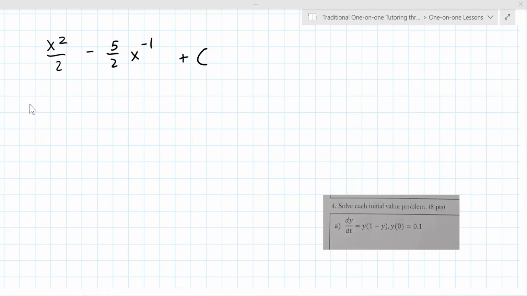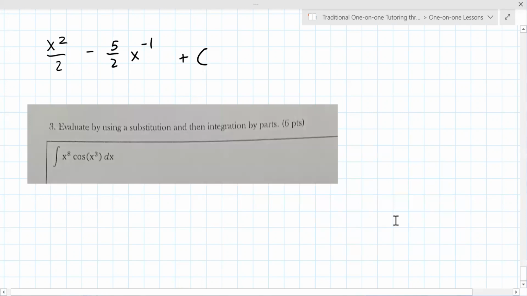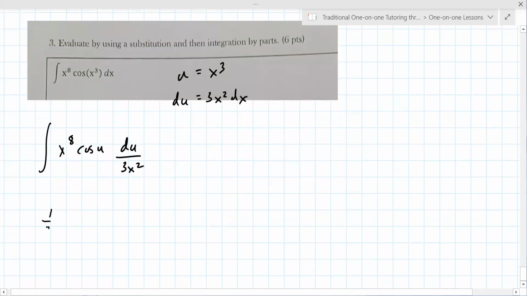But let me show. So your u is x cubed and your du is 3x squared dx. Okay, so you integrate here and you say, okay, it's x to the 8th cosine u, and then dx is du over 3x squared. So you're left with 1/3 integral x to the 6th cosine u du. And I mentioned this a couple times, that if you don't get rid of all your x's, that means you probably did something wrong. This is the exception.